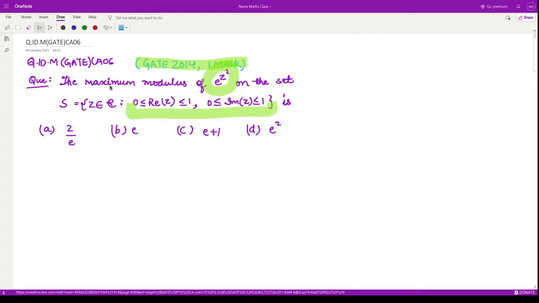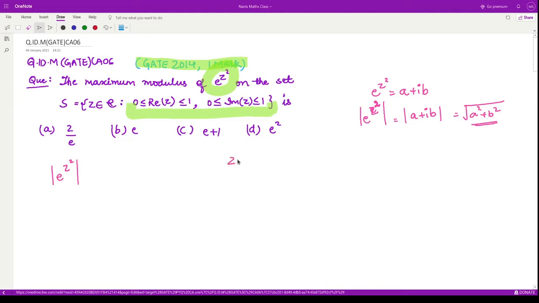In order to calculate the maximum modulus, we need to determine the modulus of this function first, right? So we first need to determine what this is. If we assume e to the power z square to be some complex number a plus iota b, then in order to calculate the magnitude of this function, we should calculate a and b. That means we are looking for something of this sort.